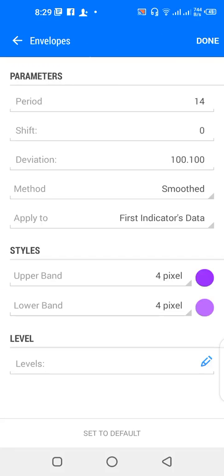The period is 14. Shift is 0. Deviation is 100.100. Method is smoothed. Apply to first indicator's data. The upper band is 0. The color of the upper band is purple. I beg your pardon. And the color of the lower band is also purple.